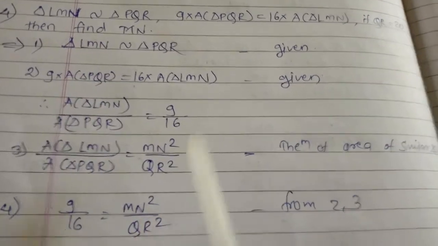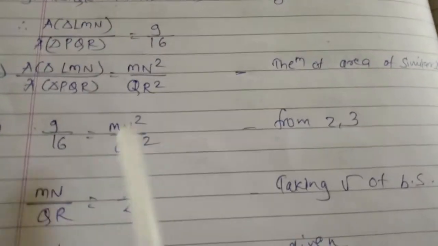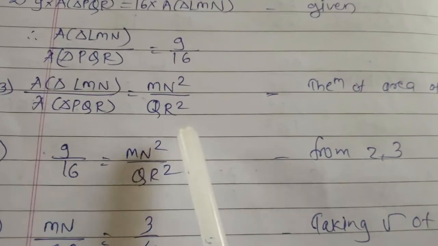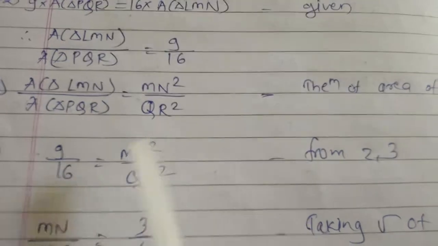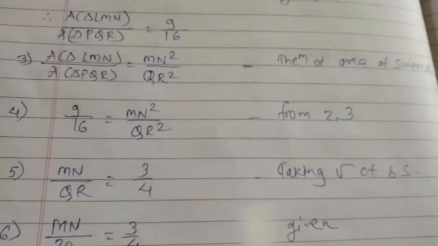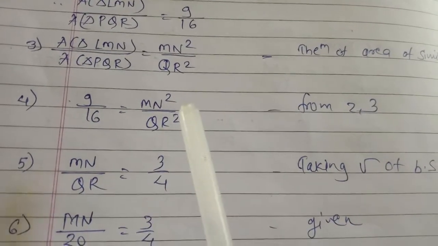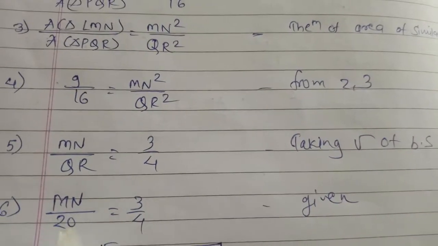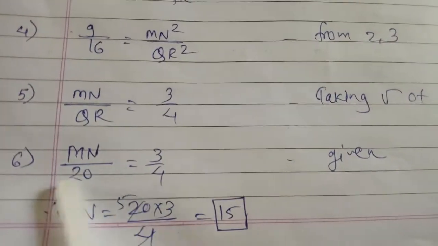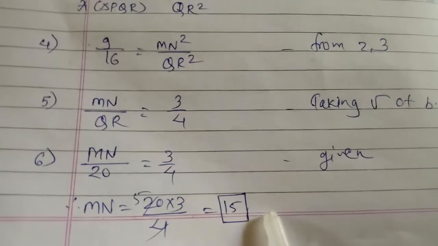Now we have to find out MN. Again QR is given in our example, that is 20. Before putting down the value of QR, we find the square root of both sides. Taking the square root, we get MN upon QR is equal to 3 upon 4. Now we are going to put down the value of QR. Here we can't put it earlier because there is a QR square. So first we find the value of QR. QR is 20, and then taking the cross multiplication we get the value of MN, that is 20 into 3 upon 4. So 4 fives are 20 and 5 threes are 15. So this is the answer.